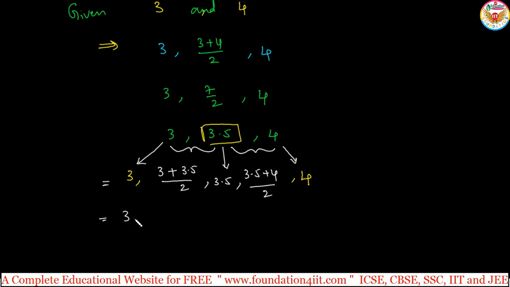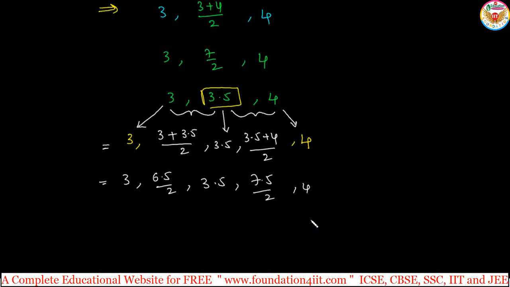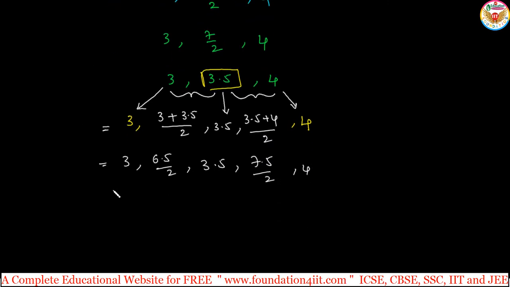Now you can simplify. 3 comma 3 plus 3.5, that is 6.5 by 2, comma again 3.5 plus 4, that is 7.5 by 2, comma 4. If we simplify, we'll get everything in decimal form. So 3 and 4 as they are. Between them, 6.5 by 2 is 3.25, this is 3.5, and 7.5 by 2 is 3.75.